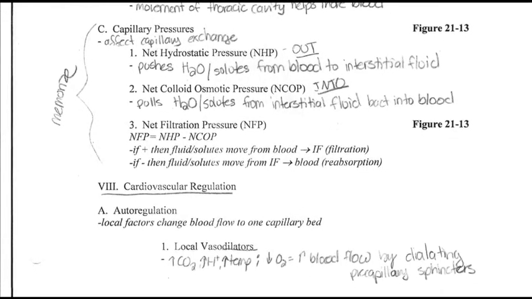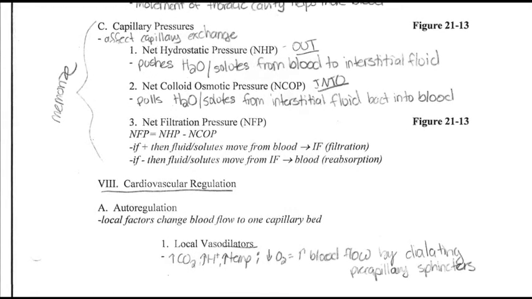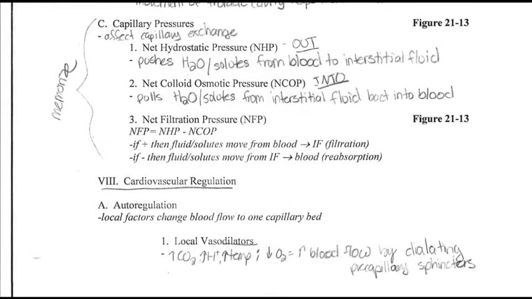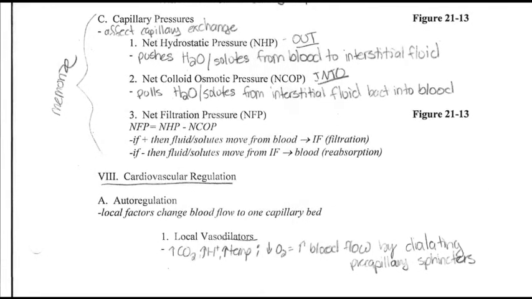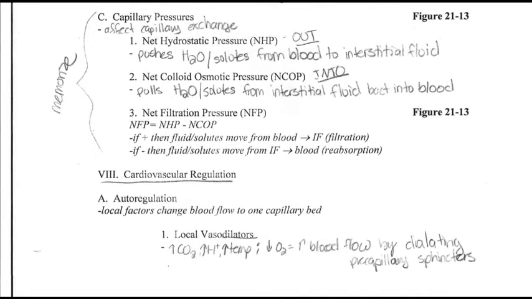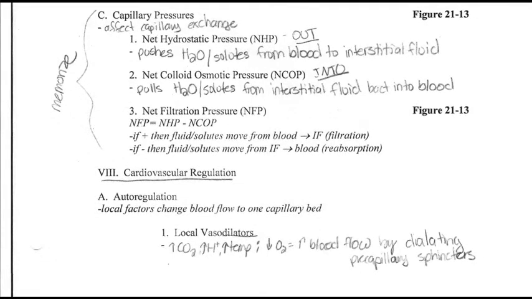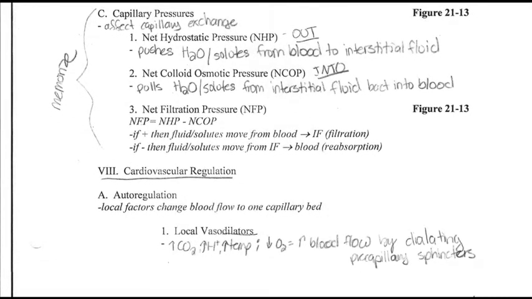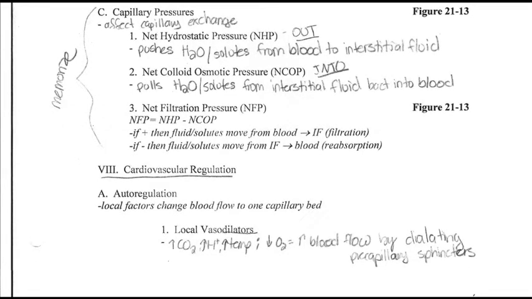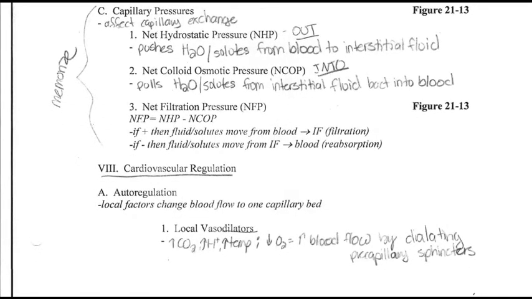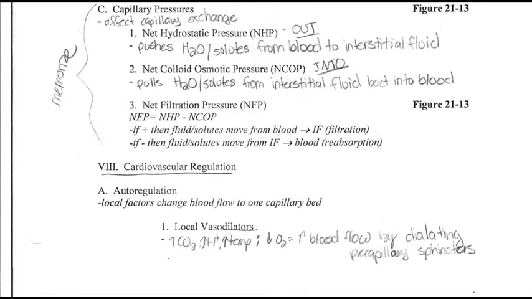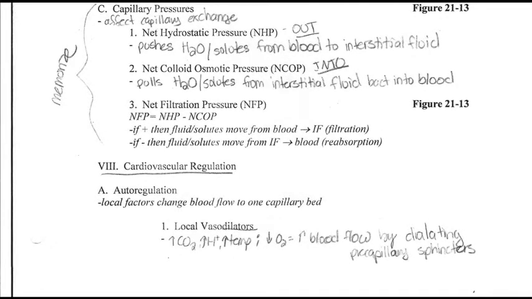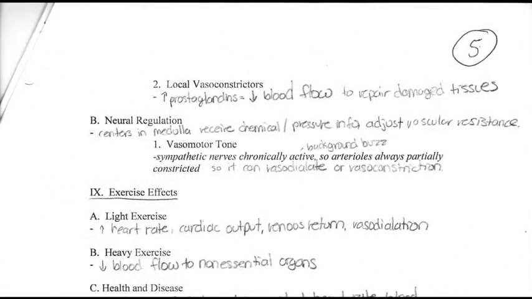Cardiovascular regulation, autoregulation. Local factors change blood flow to one capillary bed. This is autoregulation. Under autoregulation, local vasodilators. Examples of this are increases in carbon dioxide, increases in free hydrogen ions, increases of temperature, or decreases in oxygen. These will lead to an increase of blood flow by dilating precapillary sphincters.